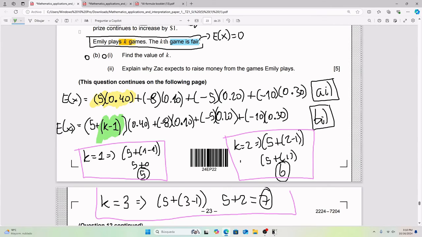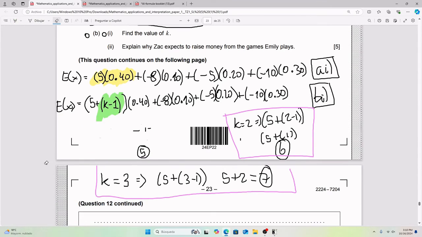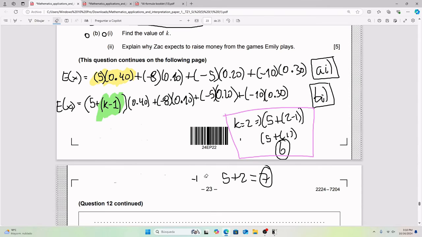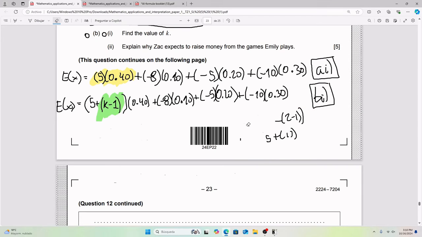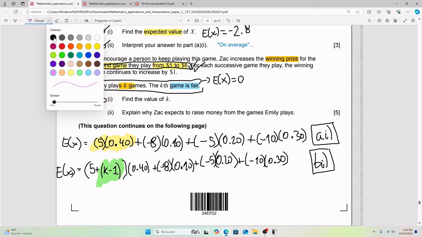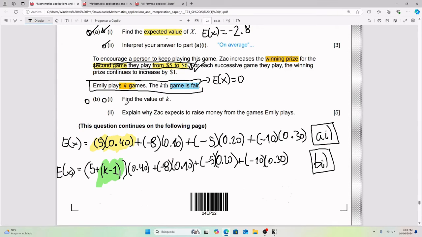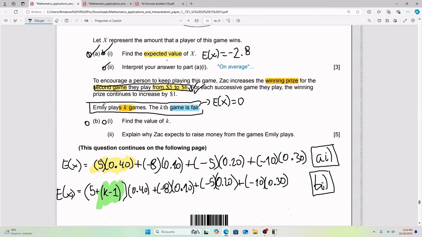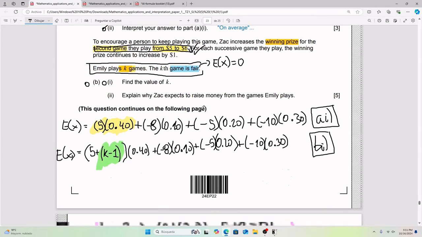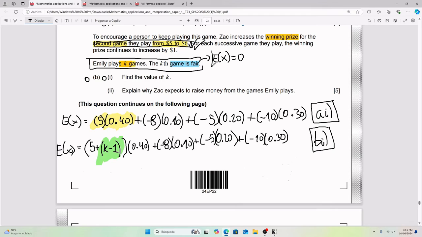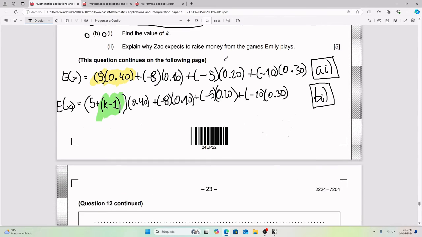I mean, not the answer for part B, but the correct approach. So now that we successfully expressed how to have the winning price increase over time, what we can do now is come back to reality and read again that for part B(i), we need to find the value of K. Now, Emily plays K games, and the Kth game is fair. And I did mention earlier that for a game to be fair, expected value equals 0.